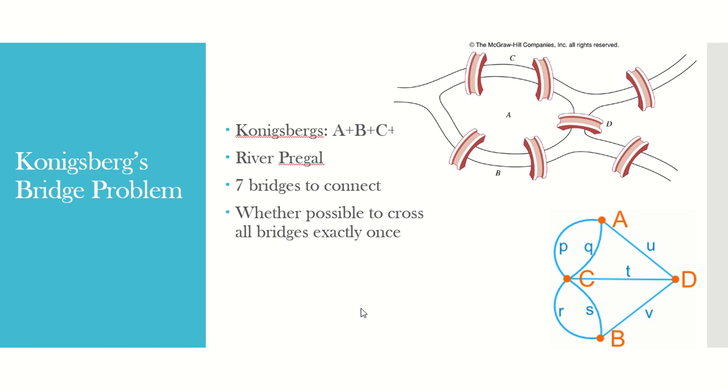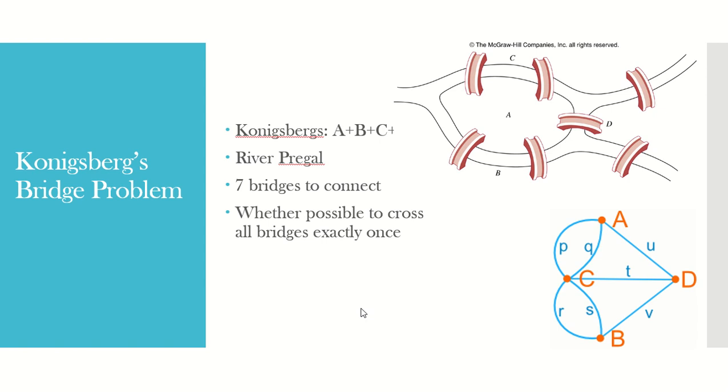Called Pregel. So you have got seven bridges that connect between A to B, B to A to C, C to A to D, then D to B, D to C, and so on. There are seven bridges available. Now your problem with the Königsberg's bridges is that you should create a path which will travel through all the bridges exactly once. That is the problem.